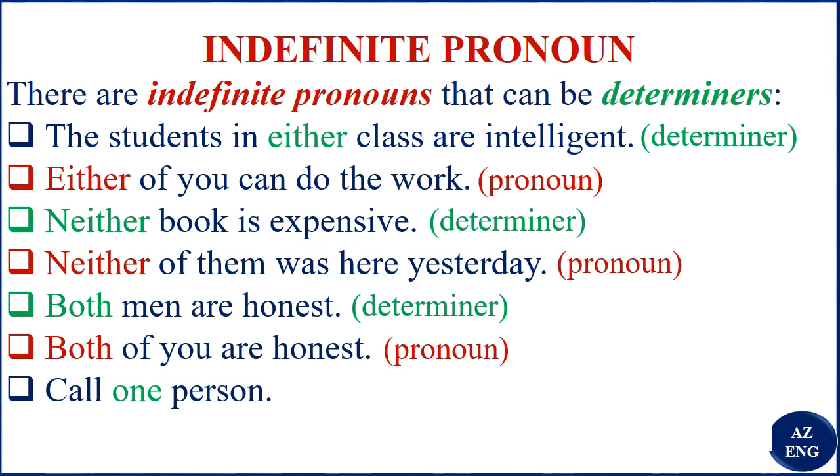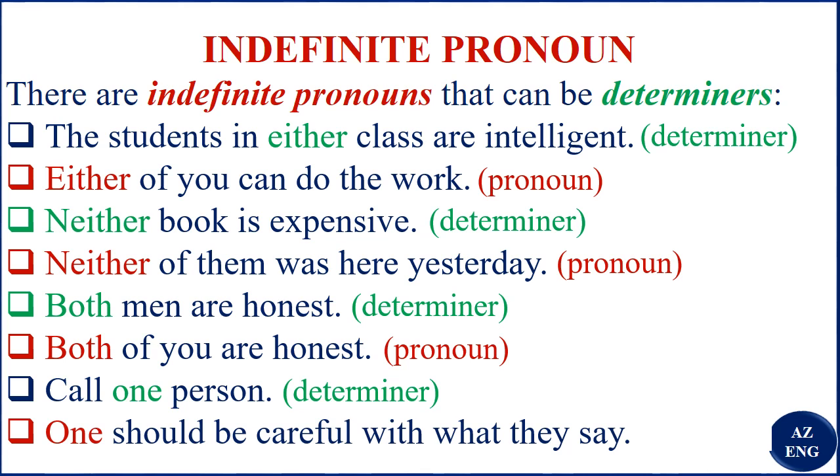Call one person. After one, what you've got is a noun. So you should be able to know that this is a determiner. Here you see, one should be careful with what they say. It's like you say, he should be careful. You should be careful. One should be careful. So you should be able to know that this is a pronoun.